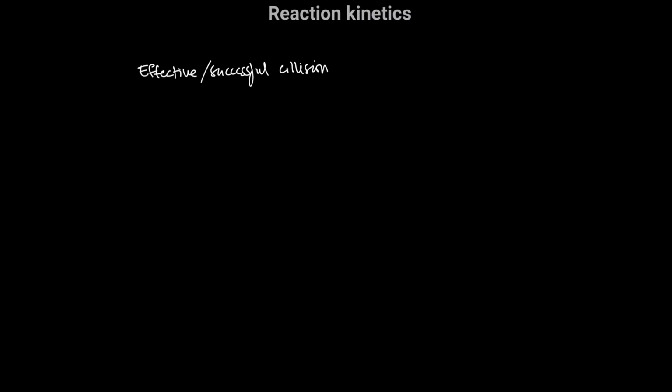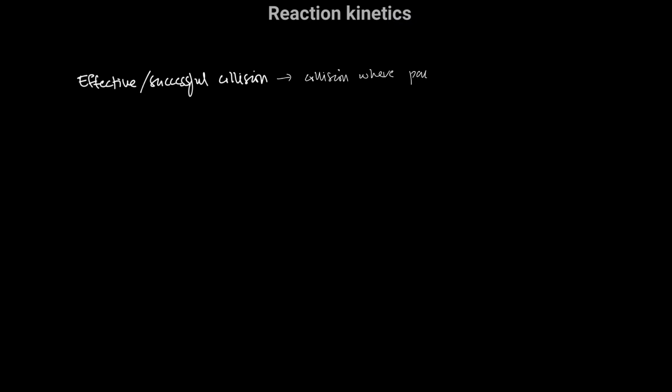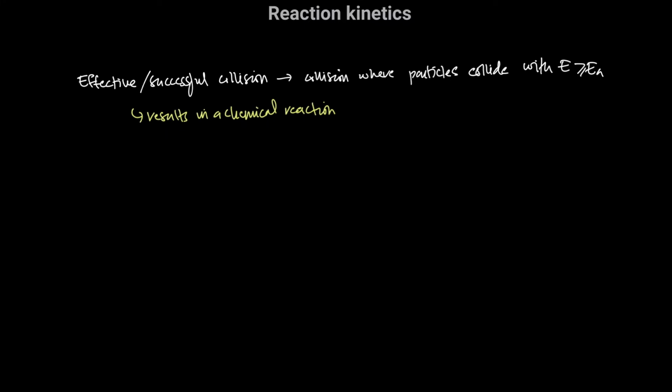An effective collision or successful collision is a collision where particles collide with energy greater than or equal to the activation energy. In other words, an effective or a successful collision results in a chemical reaction. And we can say that the higher the frequency of successful collisions, or the higher the frequency of effective collisions, the higher the rate, right?